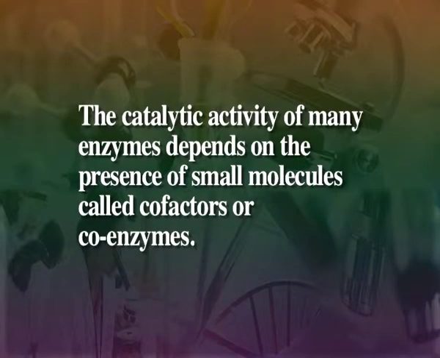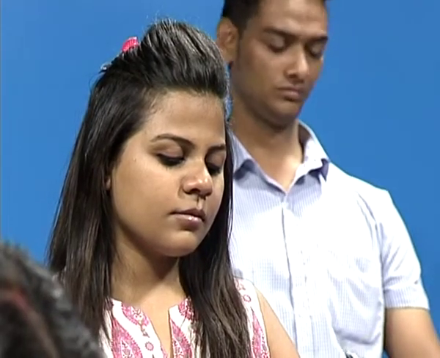Now, we move on to module 3 and we will deal with coenzymes or cofactors and isozymes. The catalytic activity of many enzymes depends on the presence of small molecules called cofactors or coenzymes. Such an enzyme without its cofactor or coenzyme is referred to as an apoenzyme. The whole complex of enzyme plus coenzyme or cofactor is called a holoenzyme, and the protein portion or the enzyme portion alone is called the apoenzyme or the apoprotein.